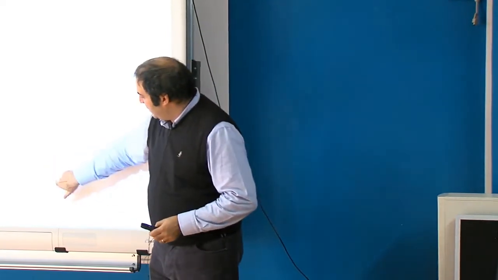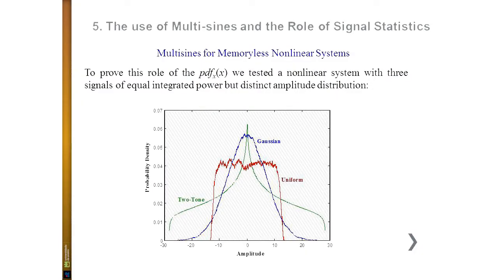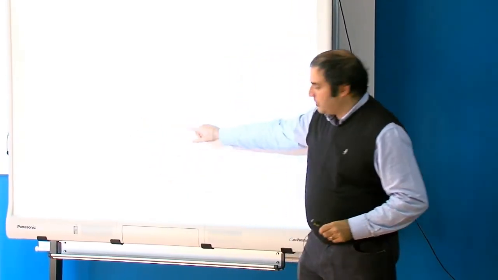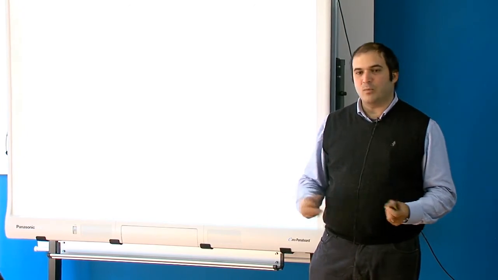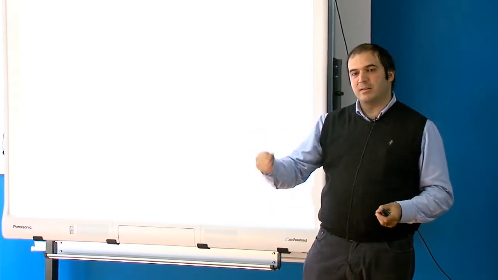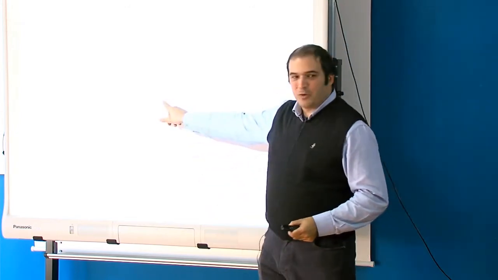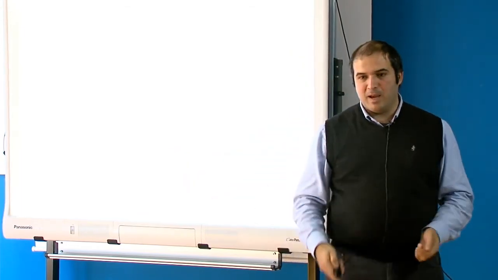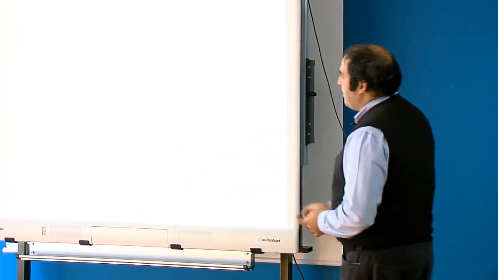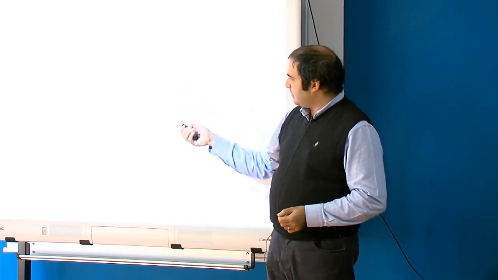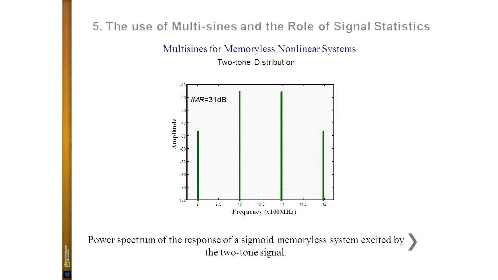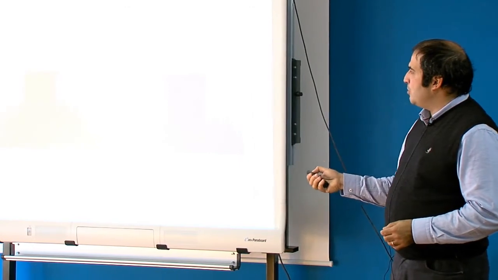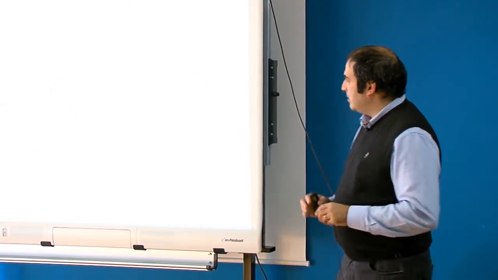So here I have the cumulative distribution function, or sorry, this is the probability density function of a two-tone signal, of a uniformly distributed multisign. What that means is that I choose phases that have a uniform distribution, and this is a Gaussian distribution of the phases. And these are three different statistical behaviors of my signals. I measure the two-tone distribution, I measure an intermodulation ratio of 31 dBs, and then I pick the uniform distribution and the Gaussian distribution. Let me go back.